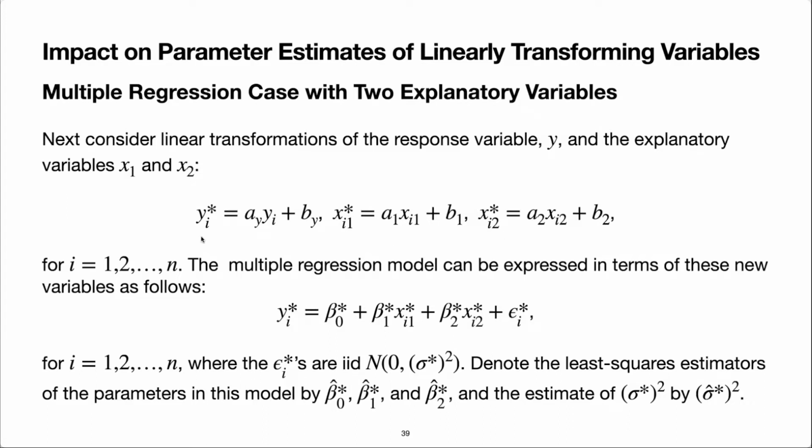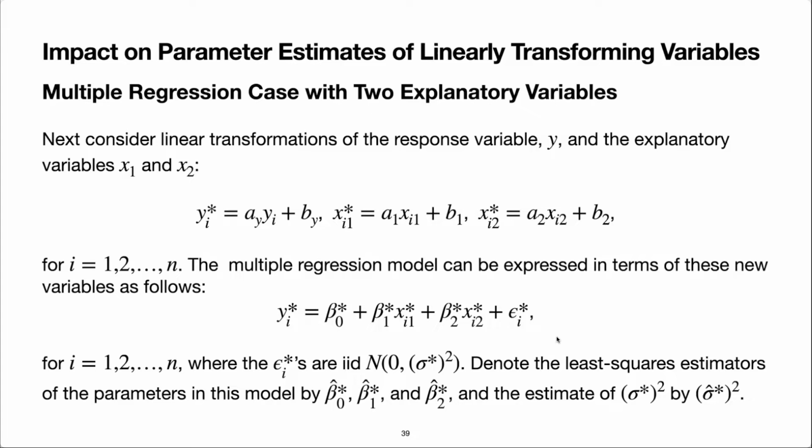And so in terms of the transformed variables, we can write a multiple regression model. It would look like this. So y sub i star equal to beta 0 star plus beta 1 star times x sub i1 star plus beta 2 star times x sub i2 star, and then plus epsilon i star.